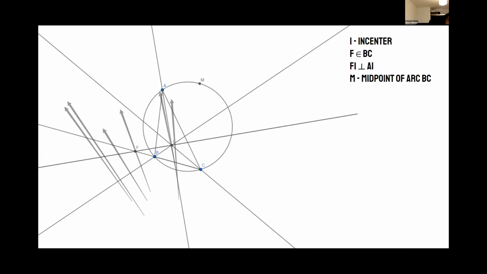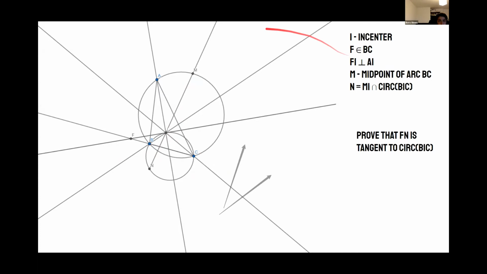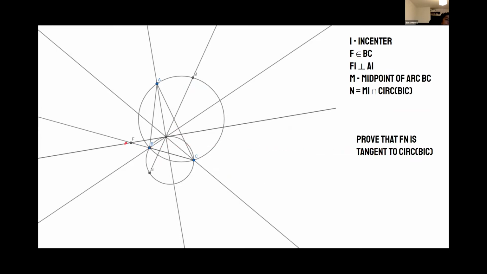Why are these lines here? Okay. And then we also introduce N, which is MI intersection with the circumcircle of BIC. So I'll always have the points up over here so that you can see the definitions. And our goal is to prove that FN is tangent to the circumcircle of BIC.